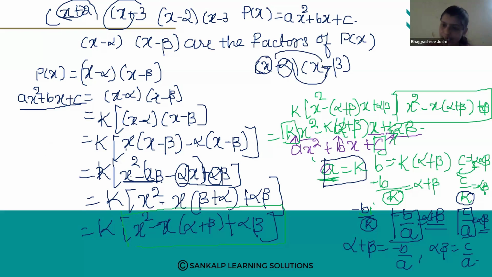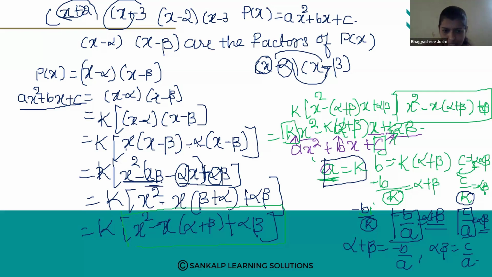x into x, it is x square. x into beta, minus x into beta, so that is x beta. Minus alpha into x, it is minus alpha x. Minus into minus, it is plus. Alpha into beta, it is alpha beta. Is that clear? Next, k into x square, write x square as it is.